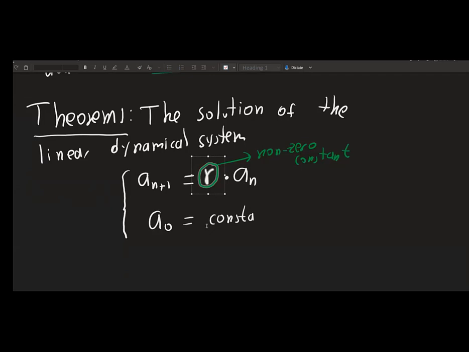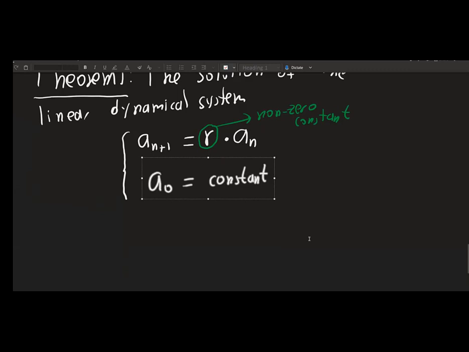So what we have here is a special case of a linear recurrence formula, where a_{n+1} is just a constant times a_n. There's no other constant here. And a_0, of course, is a constant. That's the initial condition. If that is what you have, then the solution, which means the closed formula, is going to be this: the nth term of that sequence is equal to r to the n times the initial condition.